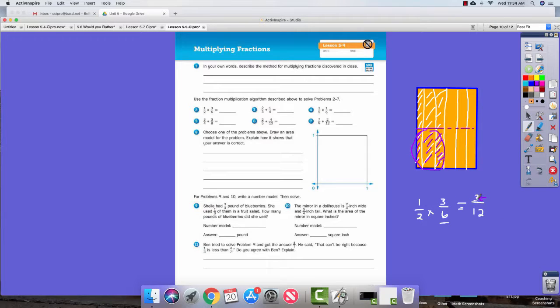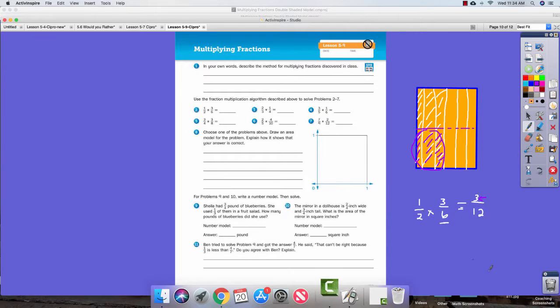Okay, so 1 times 3 is 3. And when I multiplied my denominators, 2 times 6 is 12, that gave me the total amount of parts that I had in my whole. So 1, 2, 3, 4, 5, 6, 7, 8, 9, 10, 11, 12. Okay? So that's why, when just multiplying, we don't have to worry about finding a common denominator when we're multiplying fractions. We do when we add, but not when we multiply. So we can just go across. 1 times 3 is 3, 2 times 6 is 12. And 1/2 times 3/6 equals 3/12. Okay? So I could put my answer over here, 3/12.